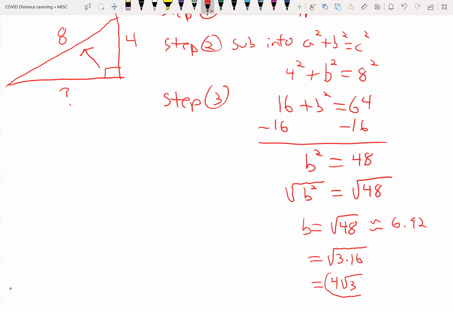4 square roots of 3 is exactly the same as square root of 48, just like 3 over 6 is exactly the same as 1/2. Okay? So these are just 2 different ways to write it. And we could also write it as 6.92. What are your questions? Put your pencil down when you're ready.